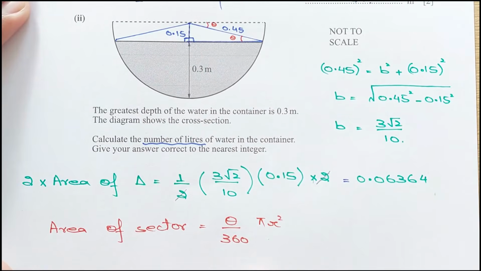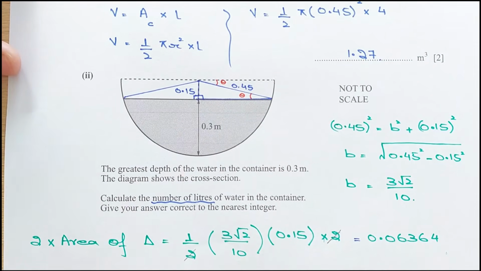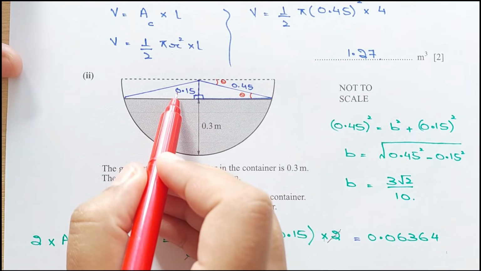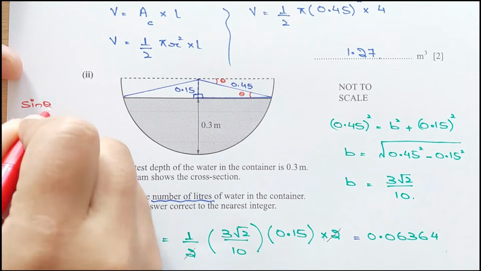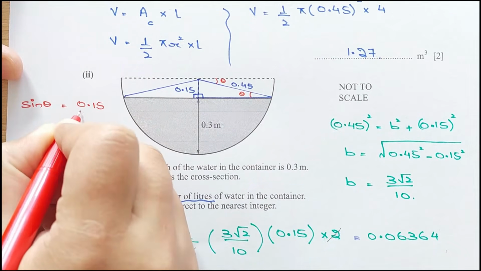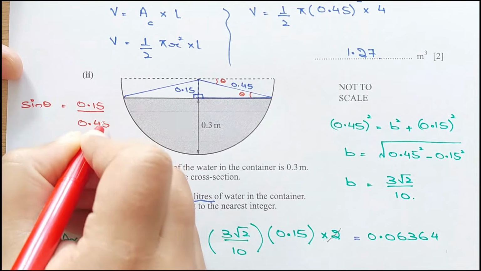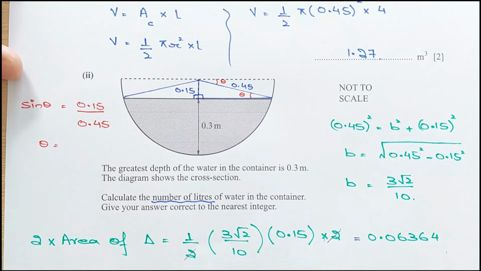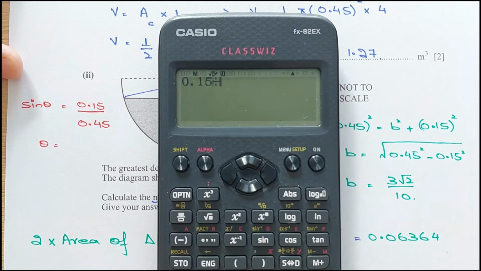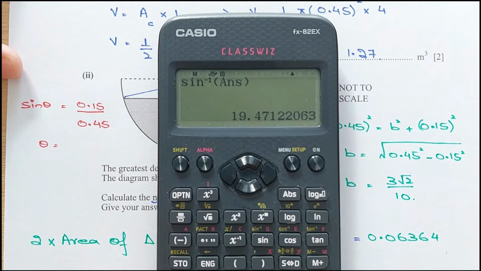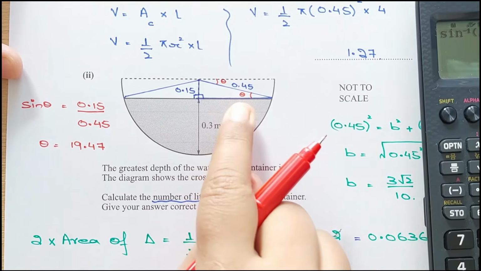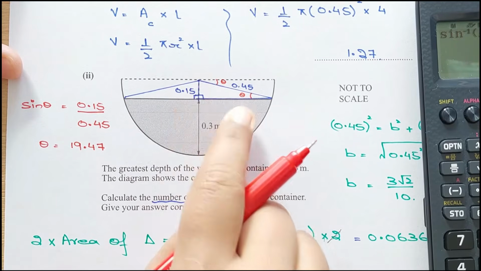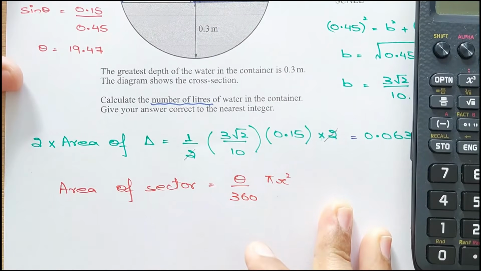Because it is a right angle triangle, we can use SOHCAHTOA to find this angle, right? So now we have the opposite side and we have the hypotenuse. Opposite over hypotenuse is sine theta. So sine theta is, the opposite side is 0.15 and the hypotenuse is 0.45, and theta is the sine inverse of that answer, right? So let me calculate it. 0.15 divided by 0.45, and sine inverse of the answer is 19.47 degrees. This is angle theta. So if this angle is 19.47, this is also 19.47 because these are the two alternate angles, right?